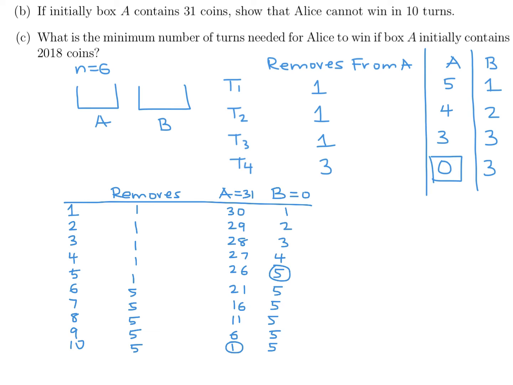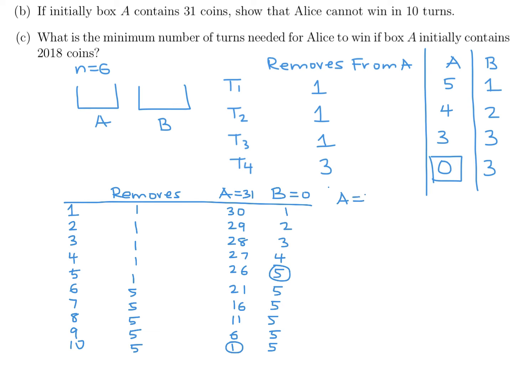I got down to 1, and now I'm stuck. I can't do anything. I can keep going here, but I can't win in 10 moves. I can remove 1 coin on the next move, but that would be an 11th turn. They want me to show what happens in 10 turns. Okay, no problem. Let me see if I can keep going here.